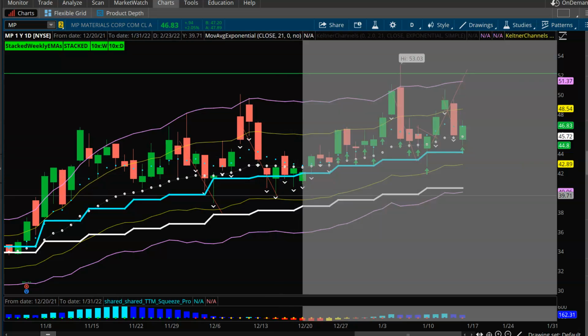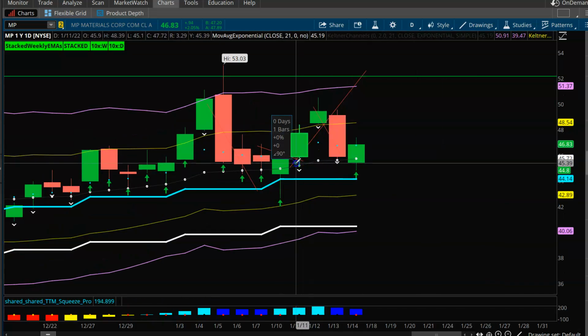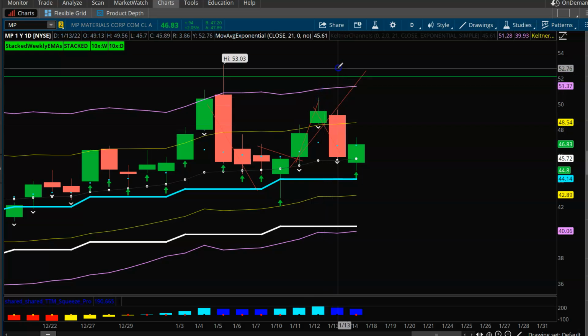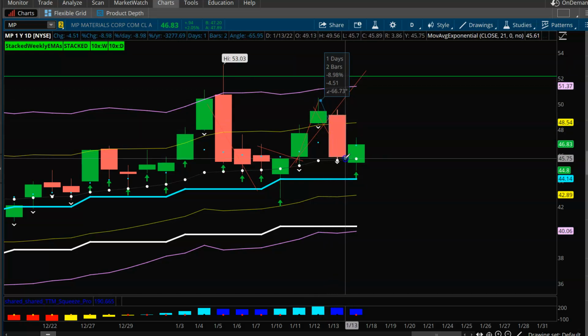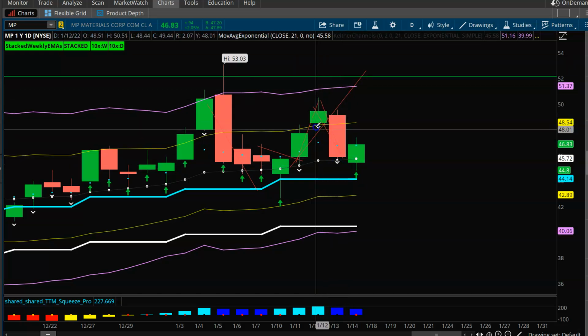More importantly, I'm getting long MP over here. Didn't quite get a move into my target, but am I getting shaken out on that flush? No. As long as I'm getting buy signals, I'm hanging on tight because it's still a beautiful setup.